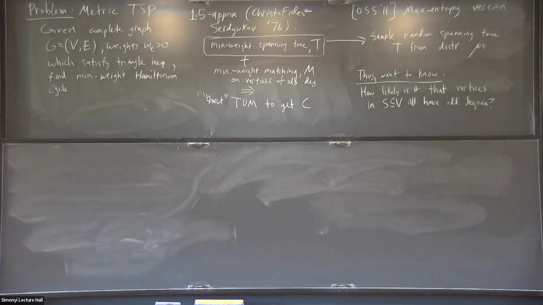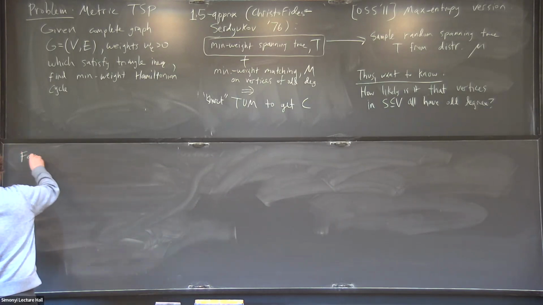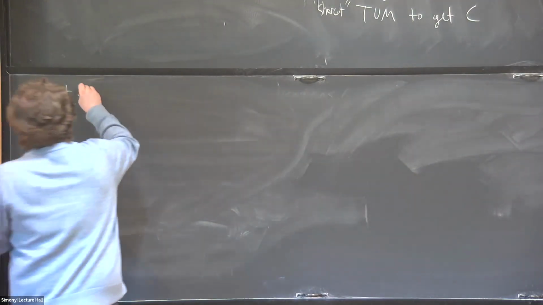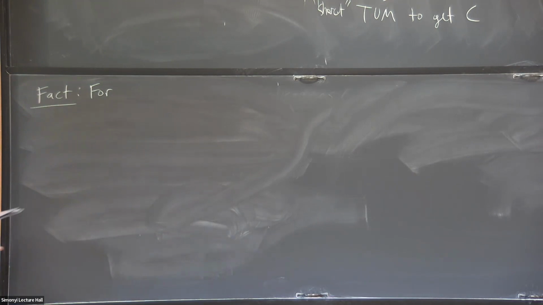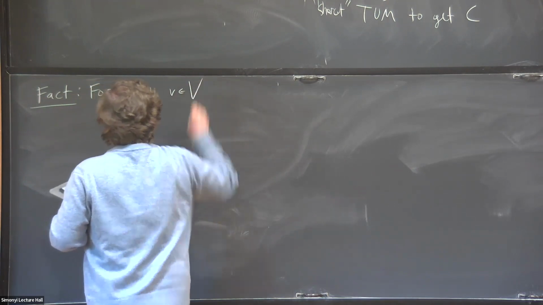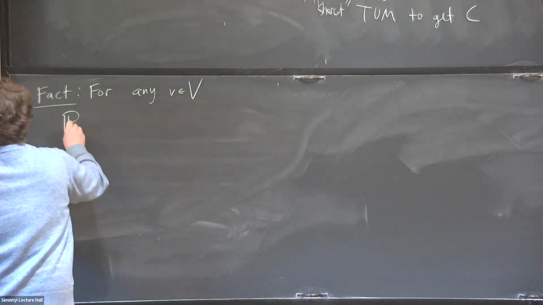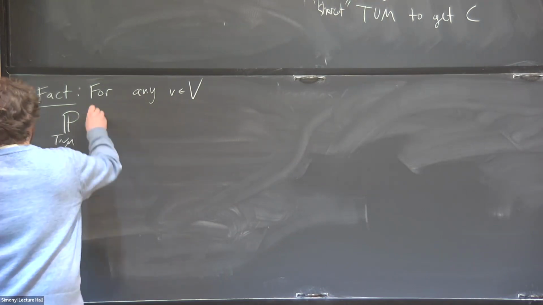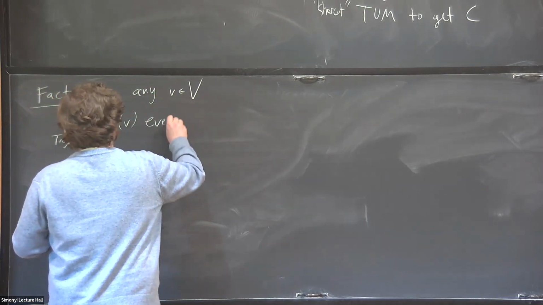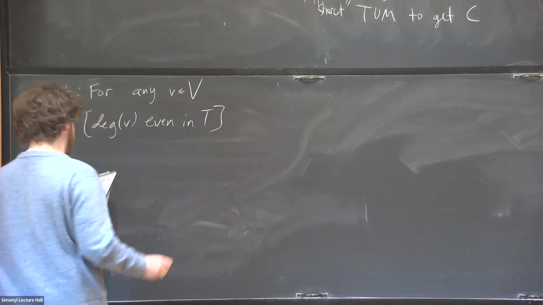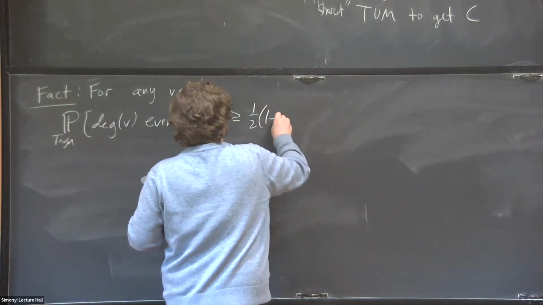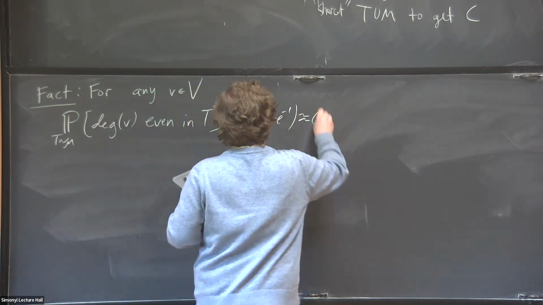Okay. And so I'm going to start off by recalling something that Nathan proved, I think, in his talk. And then I'm going to show you how we need to generalize it and exactly how we do that. So for any vertex V in this graph, the probability that the degree of V is even in this random spanning tree T, which is good for us, is bounded below by this quantity, which is about 0.43.